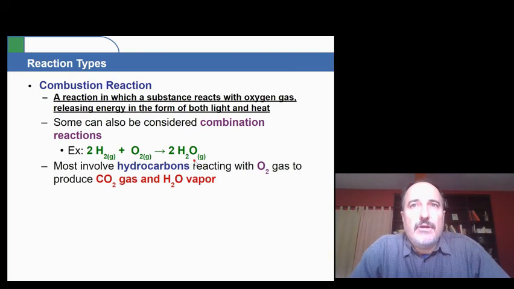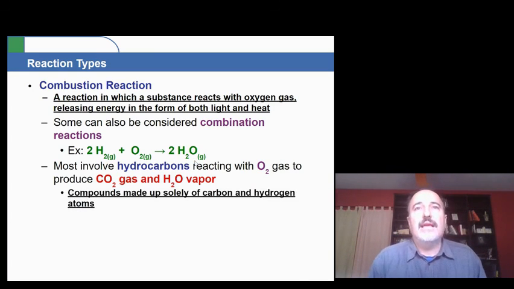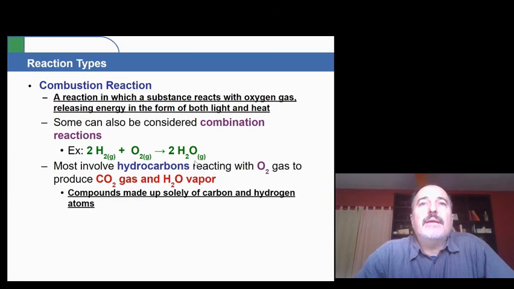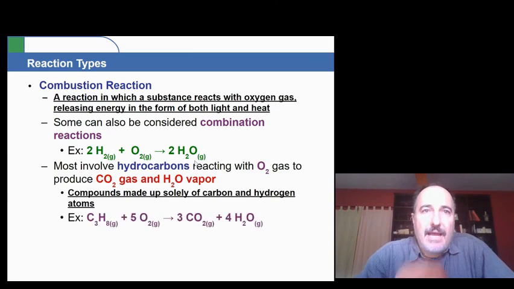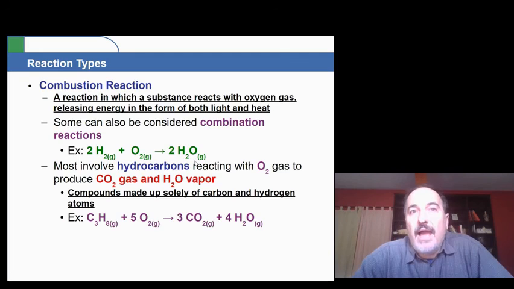Most do involve hydrocarbons reacting with O2, and these produce CO2 gas and water vapor. Remember, hydrocarbons are compounds made up solely of carbon and hydrogen atoms. A good example is this. This is propane. If you have a propane tank or go camping with a propane stove, this is the balanced chemical equation for that reaction. Notice how it burns in oxygen, and it always produces two things, carbon dioxide and water.